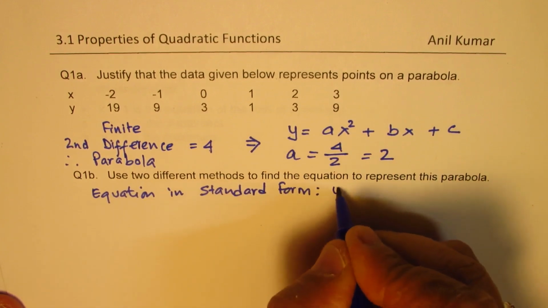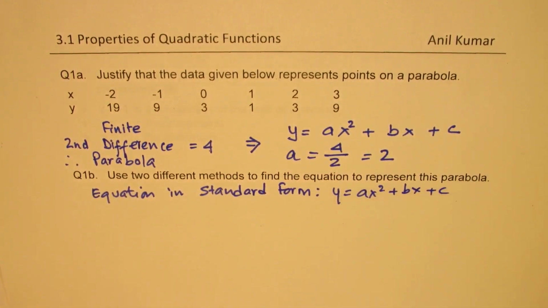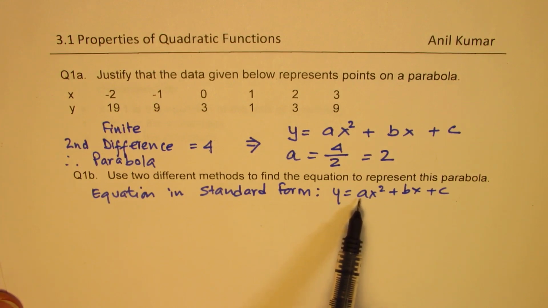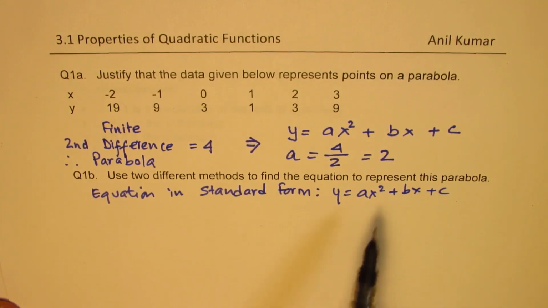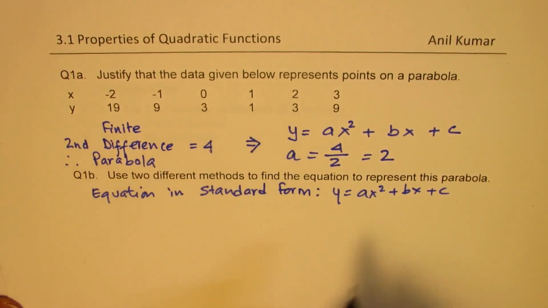Which is given here, y equals ax squared plus bx plus c. Clear? So we'll write this equation in standard form. Now, a is equal to 2, so you can substitute 2 here, and then only 2 parameters you need to find. If you do not want to do that, then you have to consider 3 points, right?